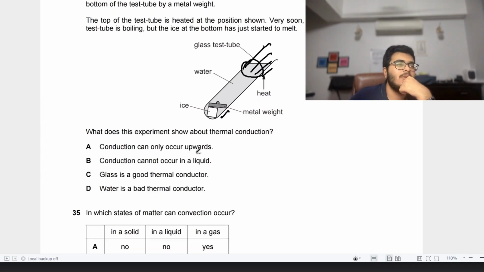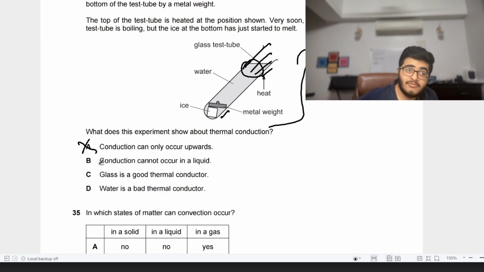First of all, conduction can only occur upwards. Irrespective of understanding if it's the correct or the wrong answer, it is factually wrong. So it cannot be the answer. Conduction cannot occur in liquids. Does not prove anything here, which is factually true. However, it does not show anything here. Glass is a good thermal conductor, factually wrong. So water is a bad thermal conductor, factually correct, and this is what they have shown.